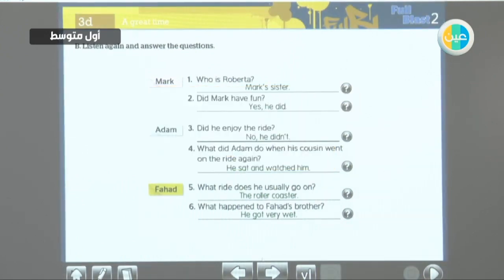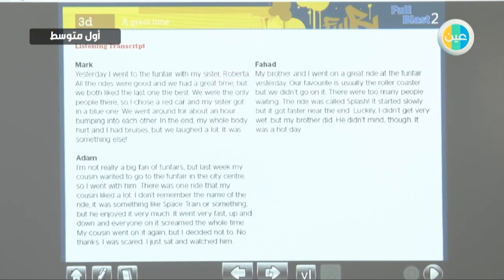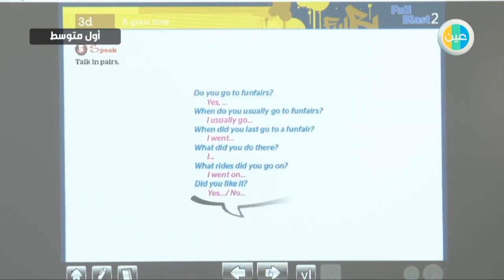Okay, let's move to the speaking activity. Now we're going to talk in pairs and answer these questions about the fun fair. Do you go to fun fairs? Now when I ask you "do you," it means in the present simple: usually, or sometimes, or always, or never. Do you go to fun fairs? Yes, I do.